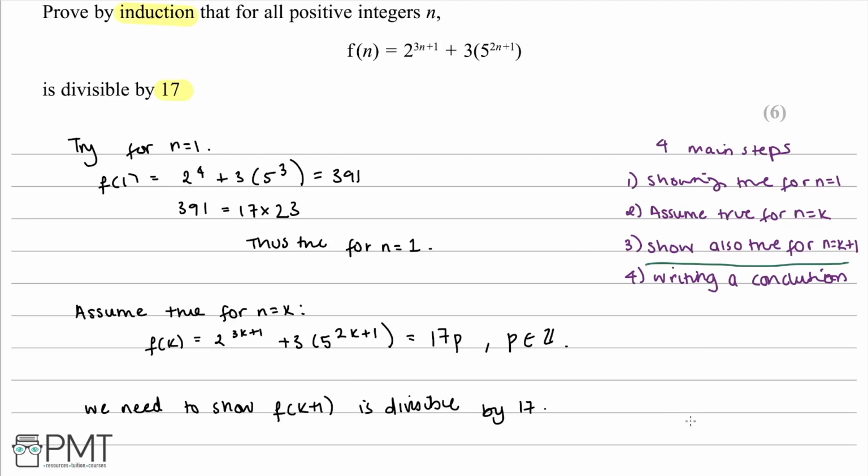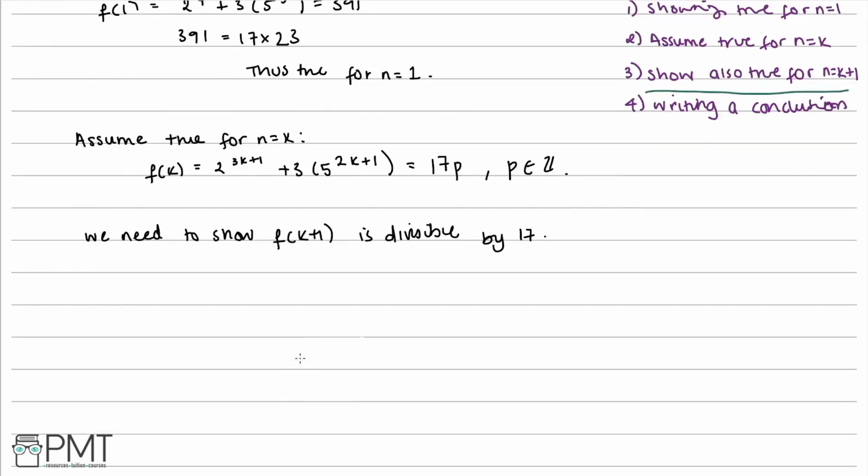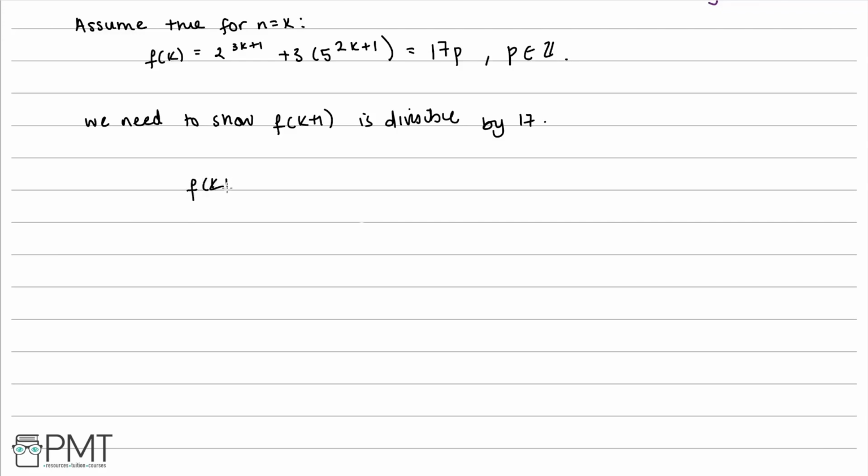Well, let's first substitute k plus 1 into our equation. So, f of k plus 1 will be equal to 2 to the power of 3 times (k plus 1) plus 1, plus 3 times 5 to the power of 2 times (k plus 1) plus 1. Let's expand the brackets to get this into a more simplified form. Well, this is equal to 2 to the power of 3 times (k plus 1), which will be 3k plus 3, plus 1, plus 3 times 5 to the power of 2 times (k plus 1), which will be 2k plus 2 plus 1.